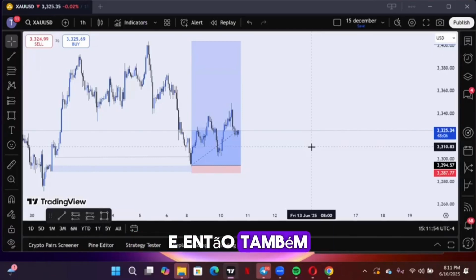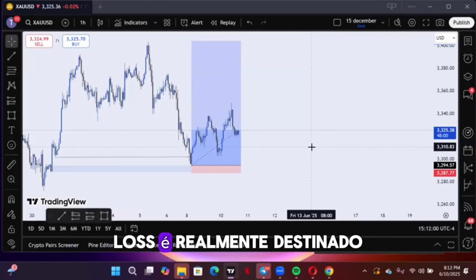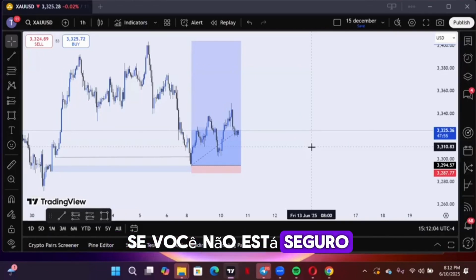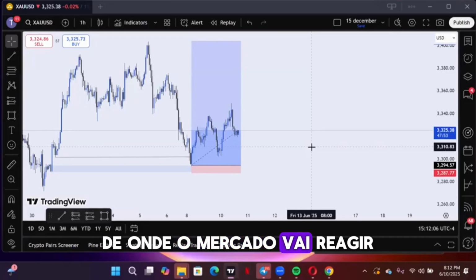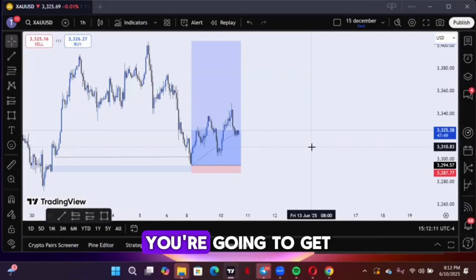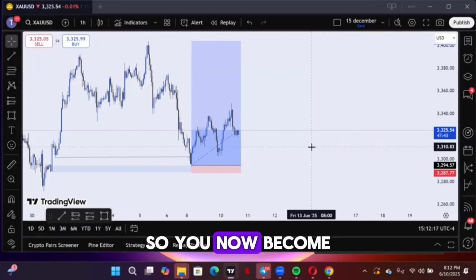And then also understanding the rules in picking a point of interest will let you know where your stop loss is actually meant to be. Do you understand? Because if you're not sure of where market is going to react, or you don't have a clue of which POI market is going to respect, you're going to get confused with where to place your stop losses, because you wouldn't know where market may react. So you now become skeptical of where to place your stop losses. You now end up extending your stop loss way past where it's supposed to be, and so on.